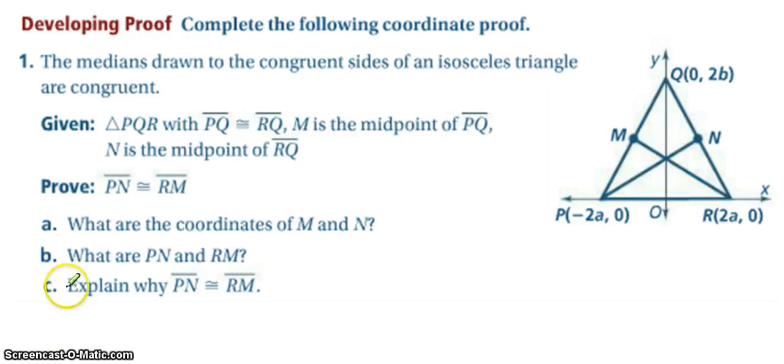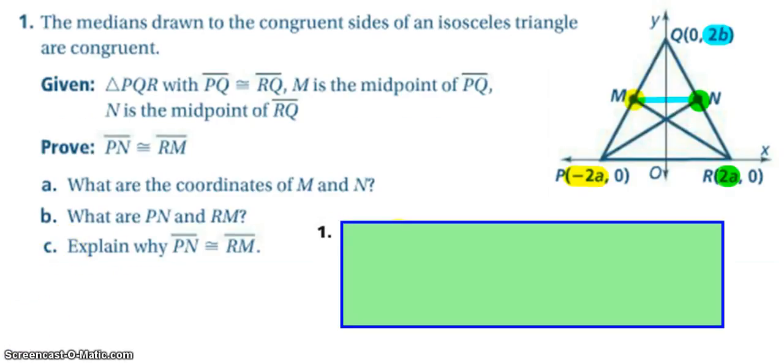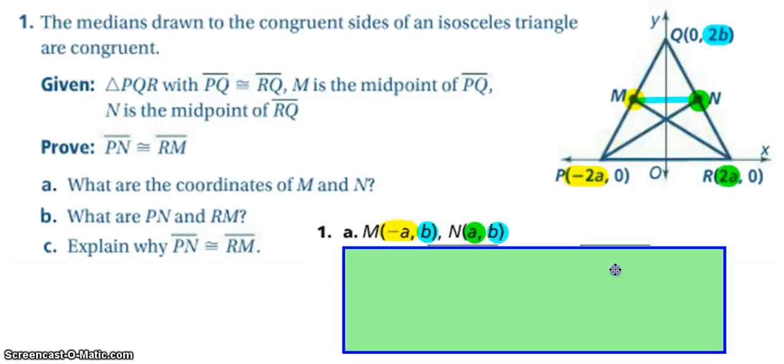Try to work through A, B, and C to work this proof in number 1 and then come back to check your work. When we look at finding the coordinates of M and N, we can start by finding the y coordinates by comparing it to our y value of 2b. Since I know that it's a midpoint, it'll be half of that, so the y values would only be b. Likewise, I can find the x values by comparing the negative 2a and the positive 2a to know that these are both only a away from the y-axis. So we would have points of negative a, b and positive a, b.